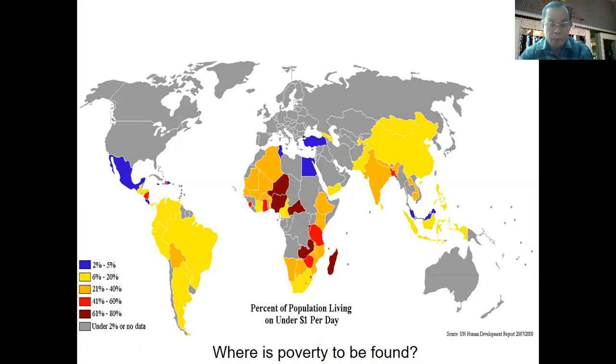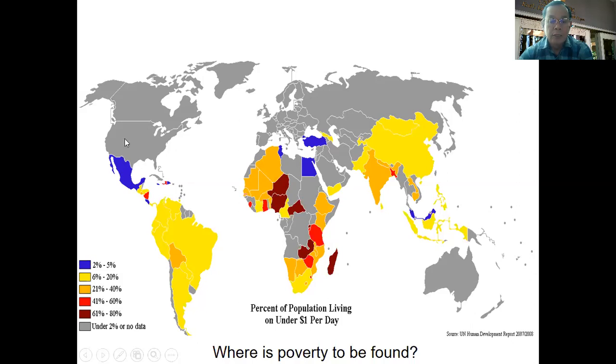Okay, so this is an example where you could see the map showing the distribution, the percent of population living under one US dollar per day. So where do you see poverty around the world? Those in red or dark red or brown color are with a higher rate of poverty, and most of these countries are in Africa.